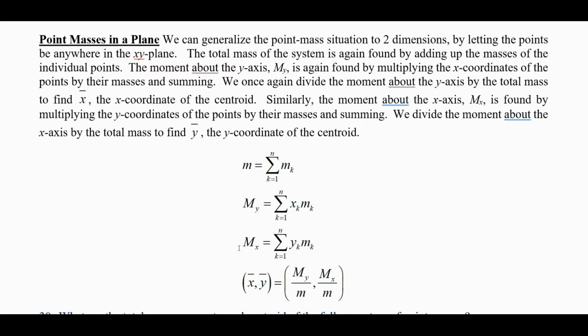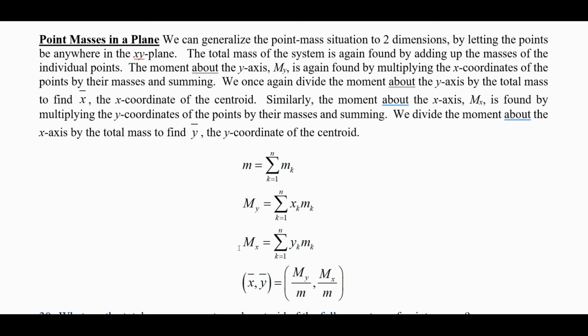Now let's generalize it to 2 dimensions. So we can generalize the point mass situation to 2 dimensions by letting the points be anywhere in the xy plane. The total mass of the system is again found by adding up the masses of the individual points. The moment about the y-axis, m sub y, is again found by multiplying the x-coordinates of the points by their masses and summing. We once again divide the moment about the y-axis by the total mass to find x bar, the x-coordinate of the centroid.